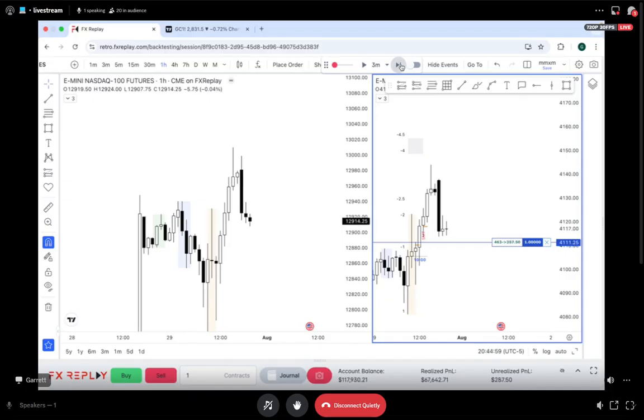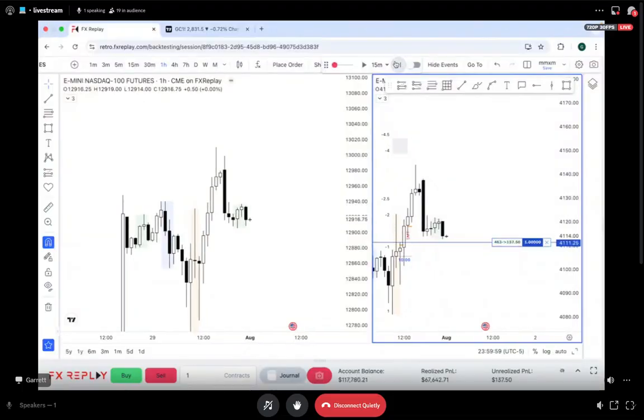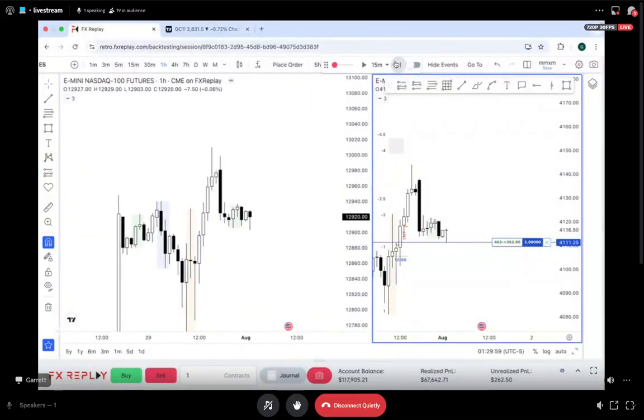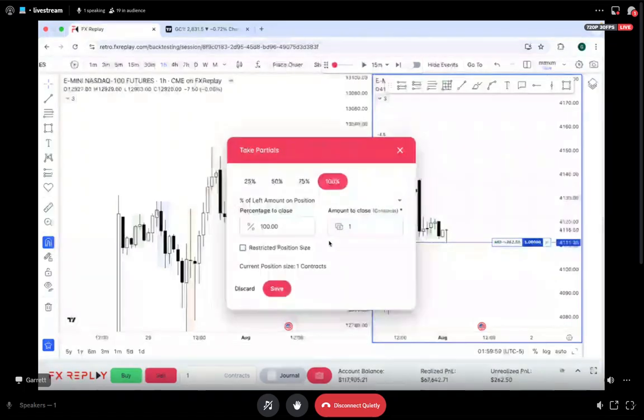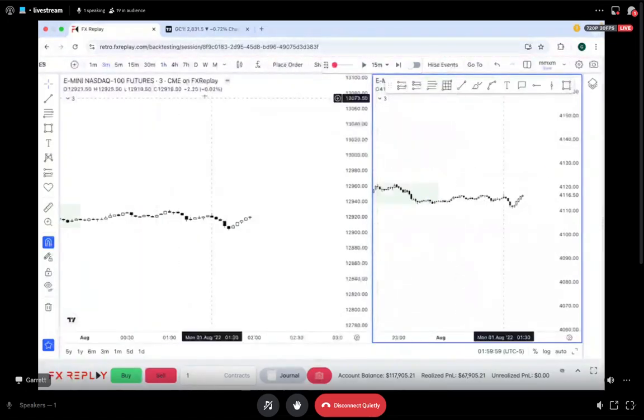We'll just let it run. We'll see how much R it went. I don't even know how much R this thing traded to. Okay, so that's technically break even right there. So let's see what this ran to, though. That was a 5-minute entry.